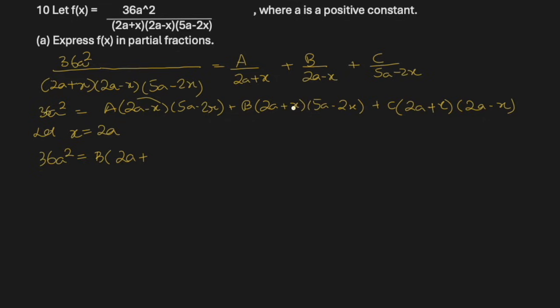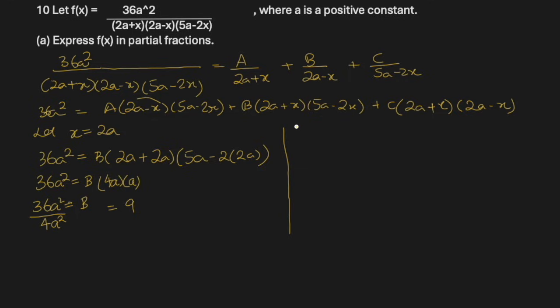2a plus x, where we have assumed x as 2a, and 5a minus 2 times x, which is 2a again. So 36a squared equals B times 4a, and this is 5a minus 4a, just a. So B comes out to be 36a squared divided by 4a squared, which comes out to be 9.